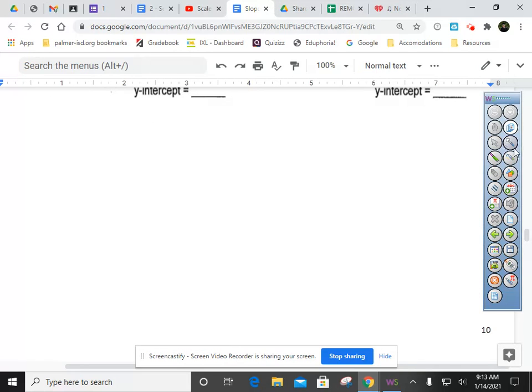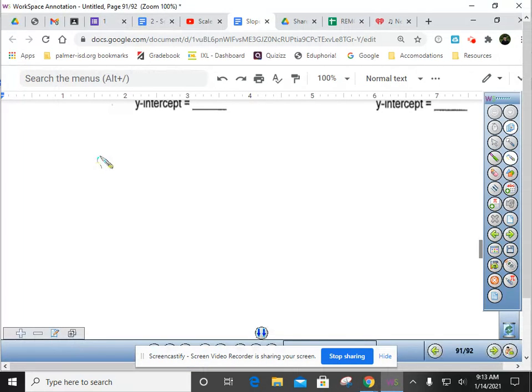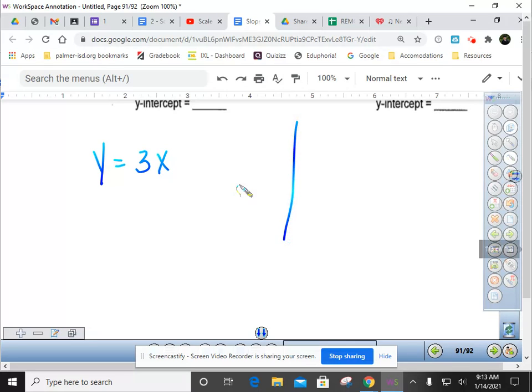Before we move on, everybody just look up at the screen. What if I have, what's the slope? 3. What's the y-intercept? It's 0. That means if you have a coordinate grid, this is where you put your first dot, at the origin.